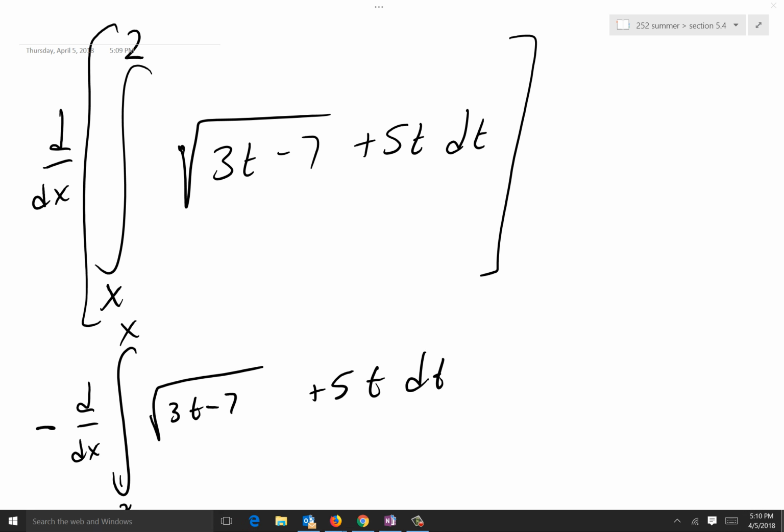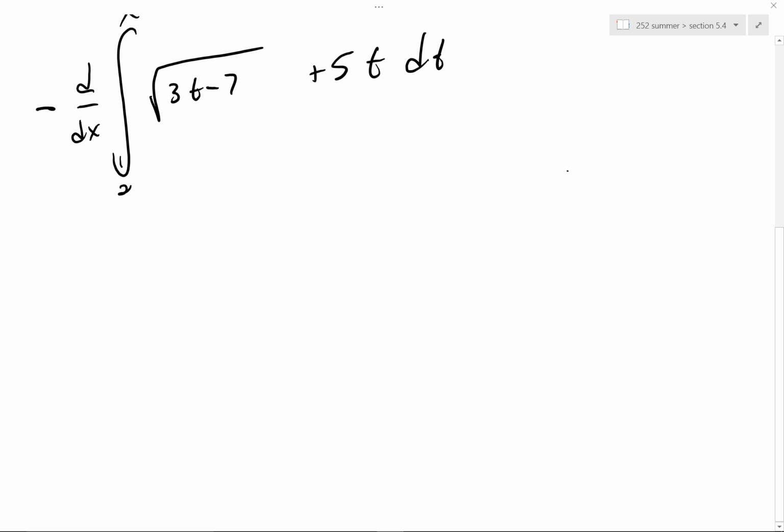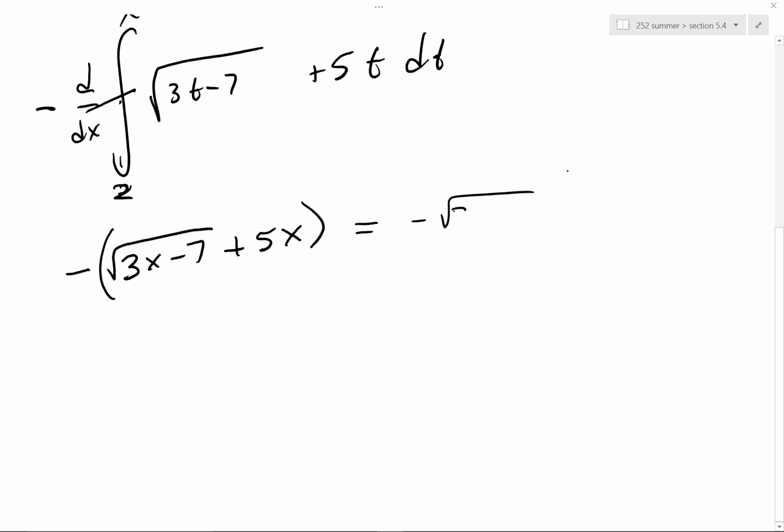Okay? So what is the derivative of this? Well, once again, this and this cancel one another, and you're left with negative. It's going to be the square root of 3x minus 7 plus 5x. And so, of course, if you do that, it's going to be negative this minus this. Piece of cake.